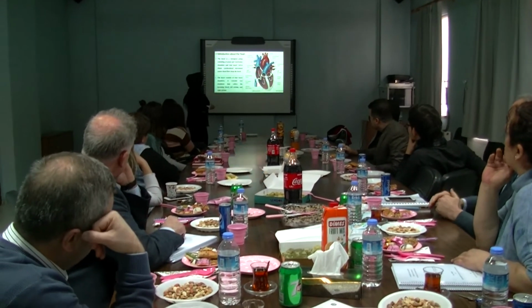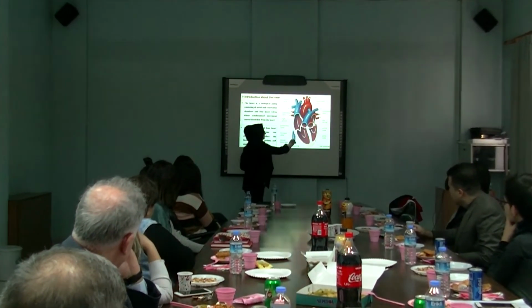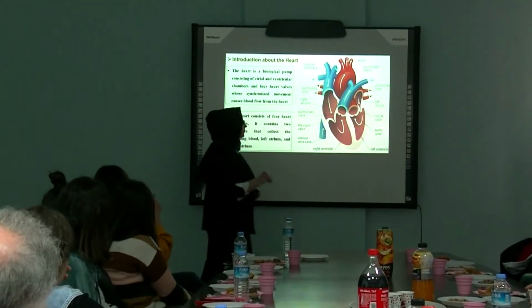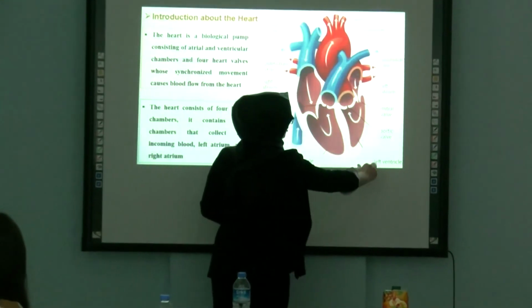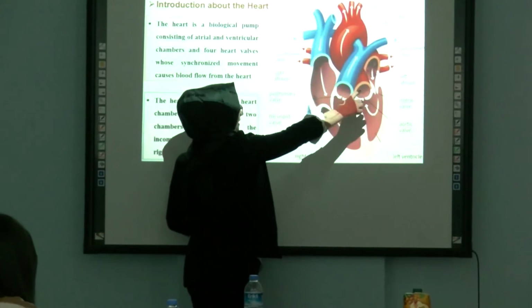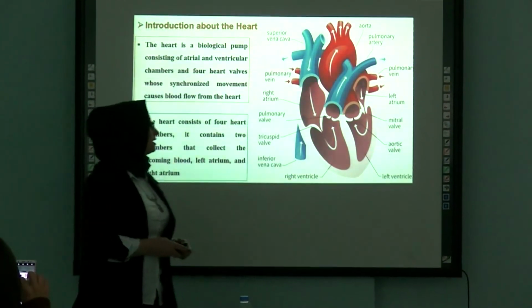So the heart is a biological pump, consisting of atria and ventricles, and also consisting of 4 valves. The heart also consists of 4 chambers, which are the right atrium, left atrium, right ventricle, and left ventricle. And these 2 chambers, the right atrium and left atrium, are responsible for receiving the incoming blood to the heart.